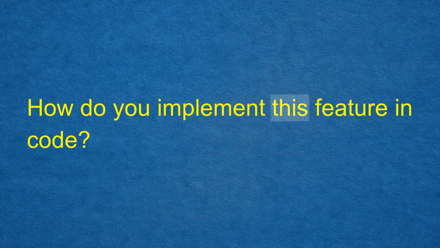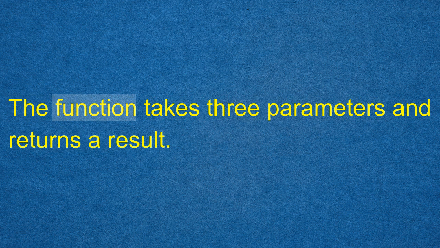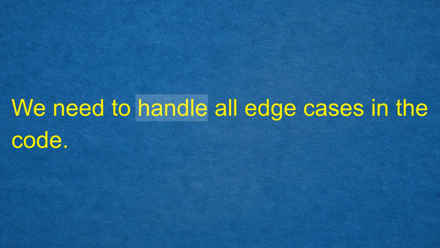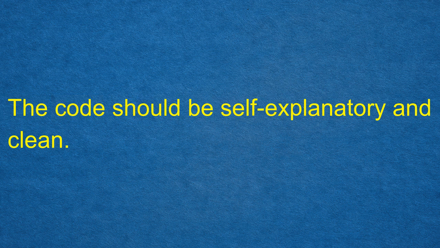How do you implement this feature in code? Let me explain the core logic of this function. The function takes 3 parameters and returns a result. We need to handle all edge cases in the code. Let's add comments for complex logic. The code should be self-explanatory and clean.